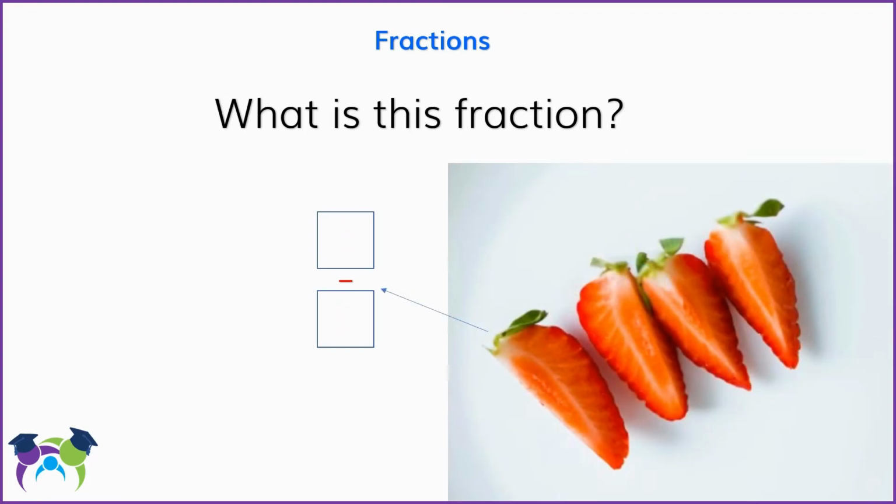How do we write this fraction? 1 whole has been cut into 4 pieces. So 1 piece would be 1 out of 4. This is a quarter.